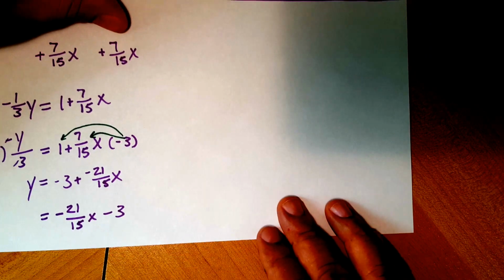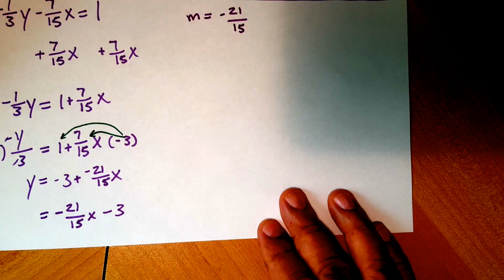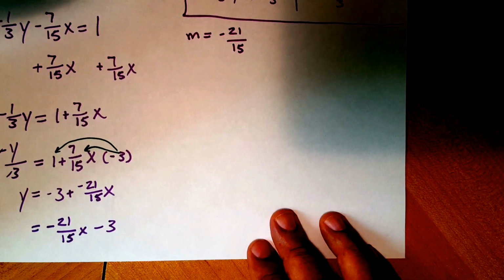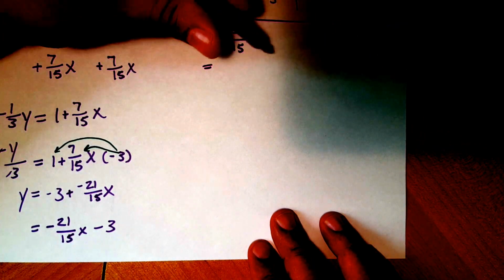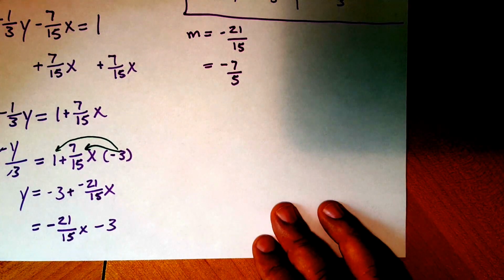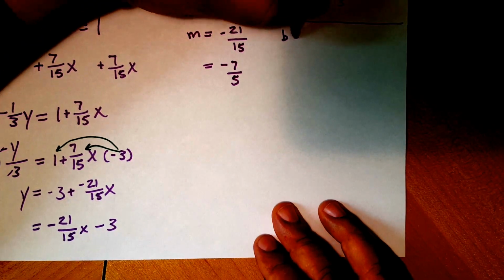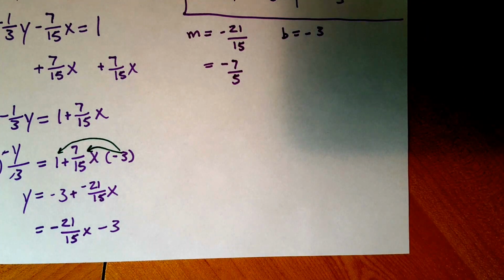So that would mean that our slope, m, is equal to -21/15. Okay, we don't take the x. Now, we can reduce this, obviously. They're both factorable by 3, so I can have negative 7 over 5, simplified. My y-intercept is negative 3. So let's take a few seconds and do the perpendicular.